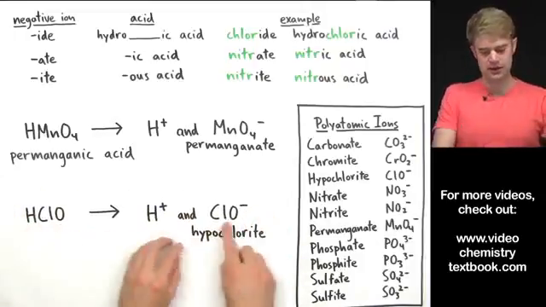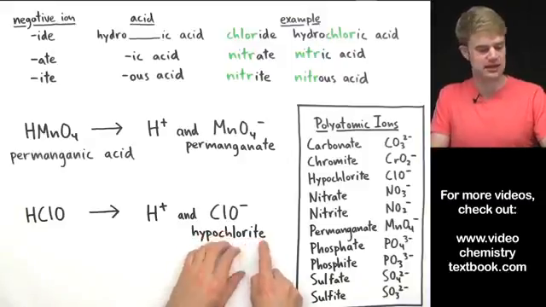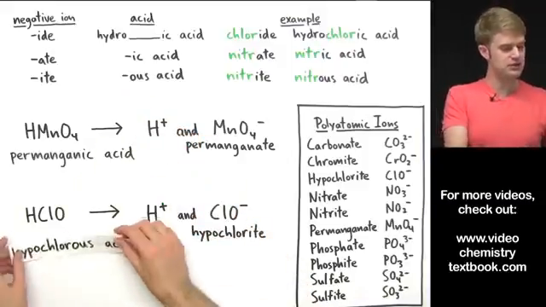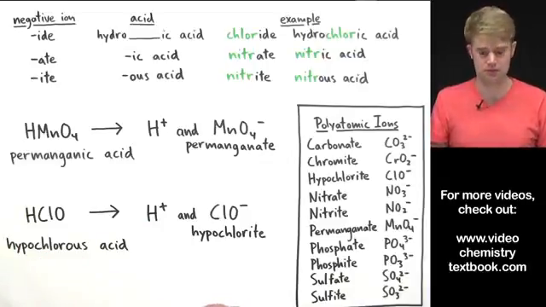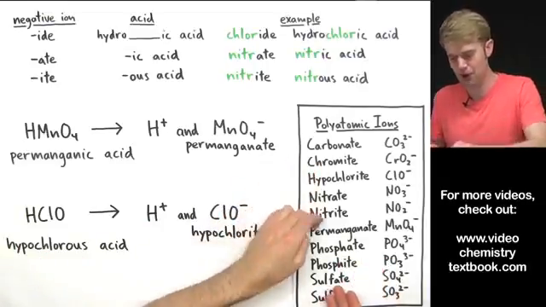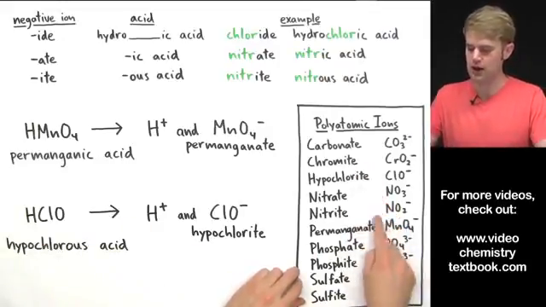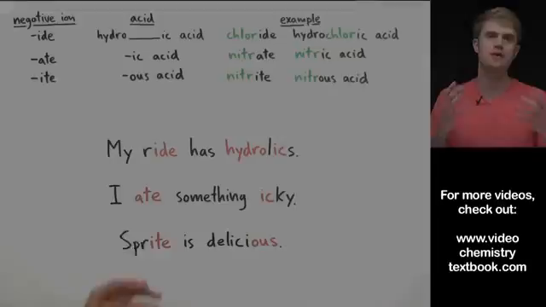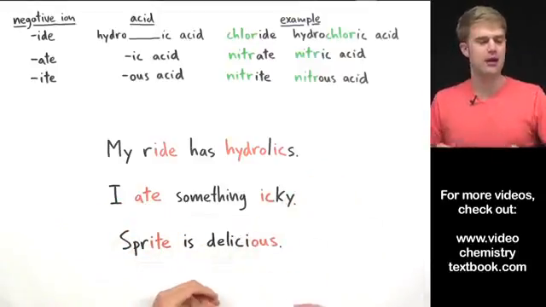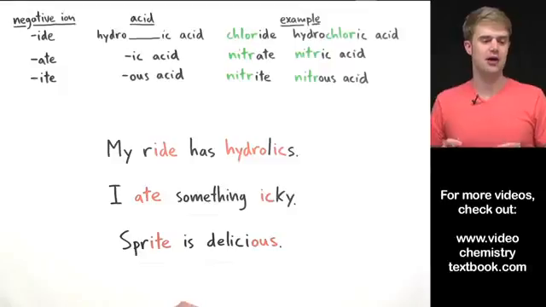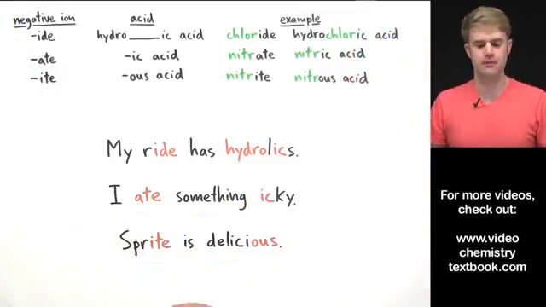This acid here contains hypochlorite, but only pay attention to this ITE. We change it to an OUS, and we name this hypochlorous acid. So if you run into a hypo or a per polyatomic ion, don't worry about it. Just focus on the letters at the very end. So that's how we name acids. We take a look at the negative ion that they have in them, we look at the end of that negative ion, and then we use these rules to figure out what we should call the acid.